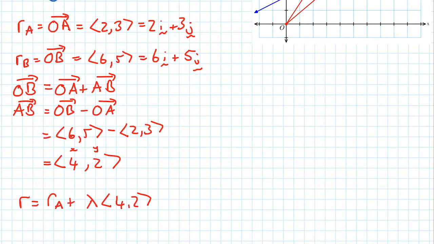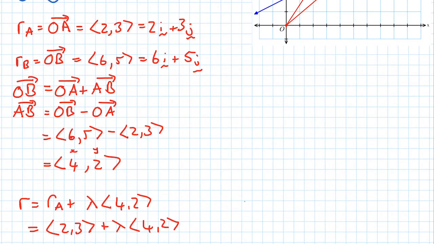So again, to get the position vector of any point on the line, what we need is an initial point on the line, which is going to be our 2, 3 vector. That's the position vector of A. So we can start at A, and then we add some scalar multiple of the direction vector, which is 4, 2.